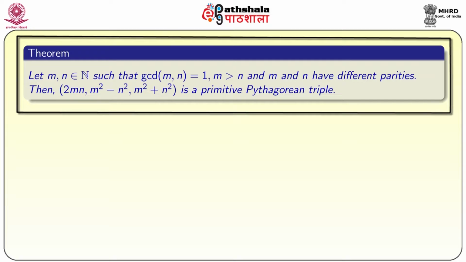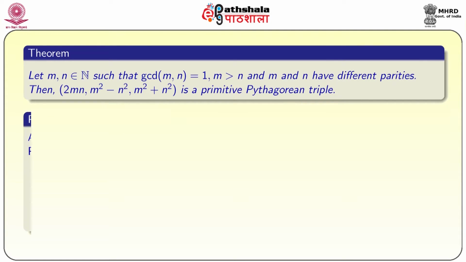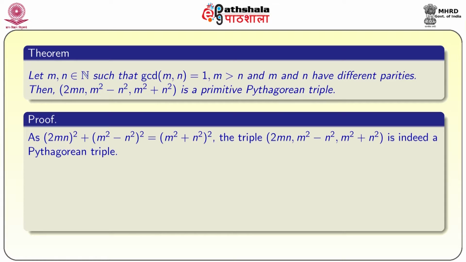So, what we concluded in the previous result we are taking as hypothesis, then 2mn, m square minus n square and m square plus n square is a primitive Pythagoras triple. Clearly, this is the converse of the previous result. So, the proof is easy. First, it is easy to check that (2mn) whole square plus (m square minus n square) whole square is equal to (m square plus n square) whole square. So, this is indeed a Pythagorean triple.